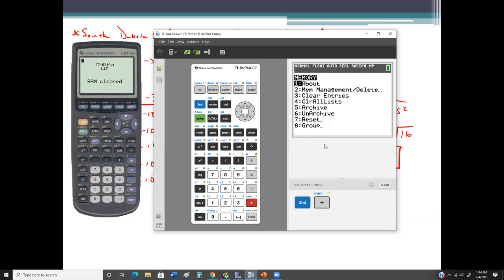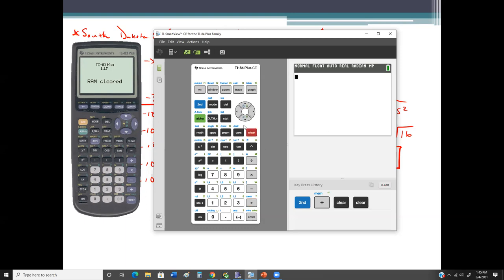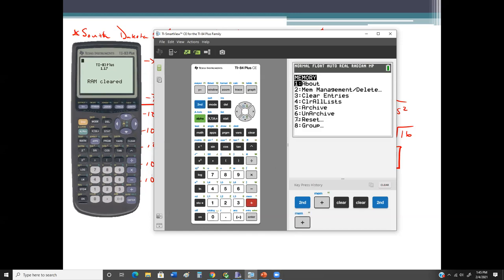Okay. I see it. So we want option number 7. That stands for reset. We're going to reset our calculator. So hit number 7. So I went second function and then memory right here. Okay. And then I want option number 7. So I'm going to press the 7 button.